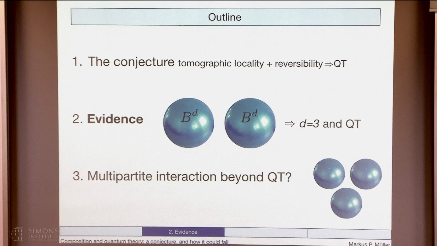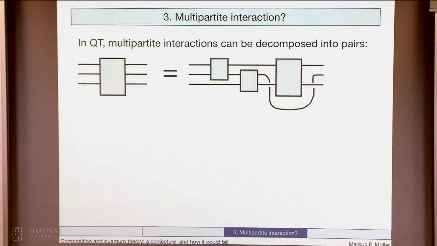Okay, so that's one thing. But now, so far we have looked at pairs of balls. What about more of them? So obviously, in quantum theory, we know that looking at pairs is enough because we have this nice property here on the circuit diagram. If we have 3 qubits and we have a transformation, then we can decompose it into transformations on pairs only. And that's why looking at pairs is enough.